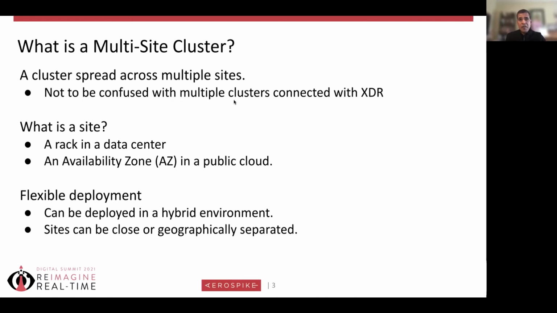There are two key differences. One is a multi-site cluster is a single cluster, whereas in the XDR setting, you have multiple clusters involved. Second difference is a multi-site cluster has updates that are synchronized across all its replicas or all its sites, whereas XDR allows loose synchronization of data across multiple clusters.